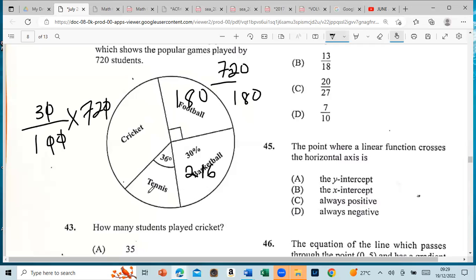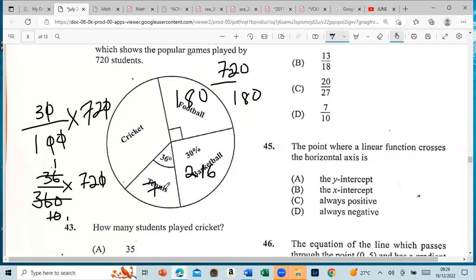Right, we need tennis now. Notice they give this in degrees and they give the others in percent. Very good, CSEC. So it's 36. Everything is 360, so this is basically 1/10. So we just find 1/10 of 720. That should be 72. Well, let's just work it out. 36 into 360 is 10, 10 into 720 is 72. Yes, so it's just 1/10.